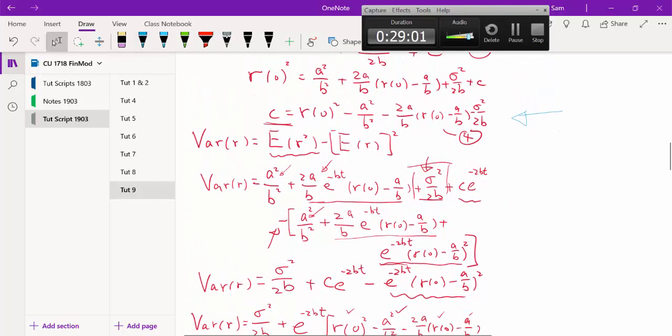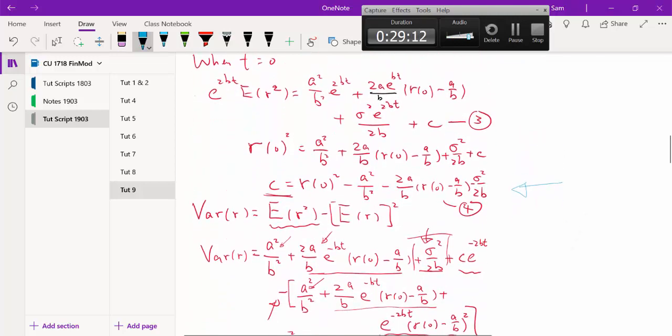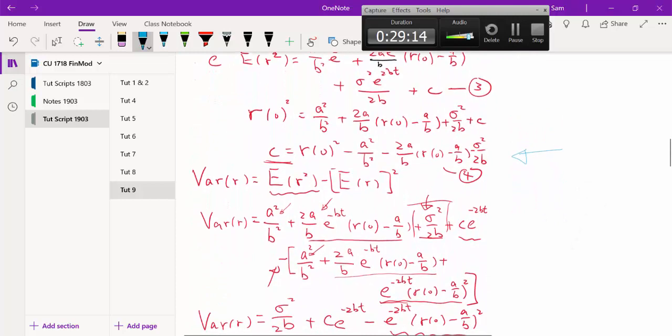Now, the variance of r is equal to the expectation of the square minus the square of the expectation. So you plug the whole thing in. The first part came from above.